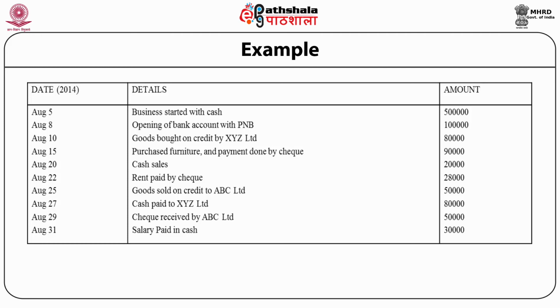August 27, XYZ Limited account debit, rupees 80,000. To cash account, rupees 80,000. Summary, cash paid to XYZ Limited.